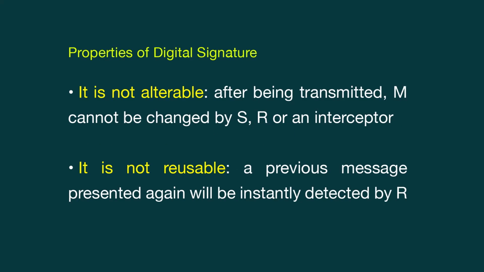It is not alterable. After being transmitted, M cannot be changed by S, R or an interceptor. It is not reusable. A previous message presented again will be instantly detected by R. The first two requirements are the major difficulties in computer transactions. Hence, to create a digital signature, we must present a mechanism that meets all of the above said requirements.